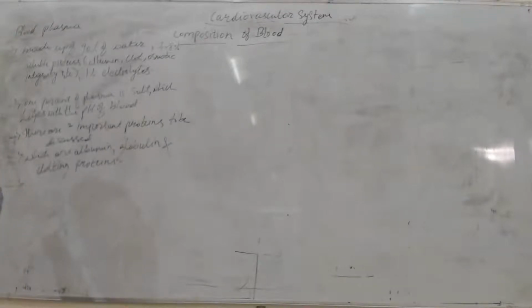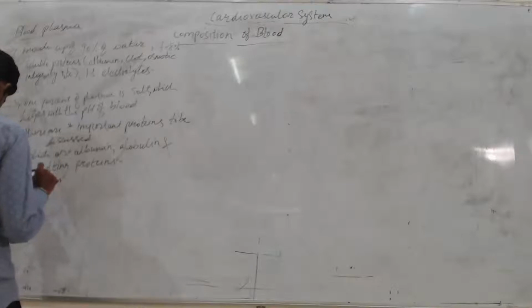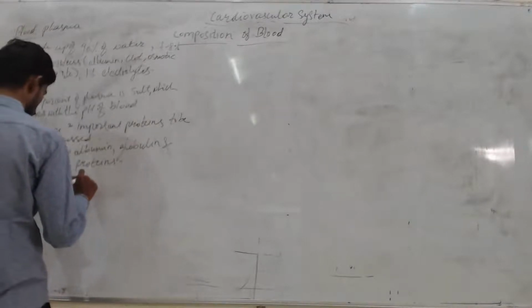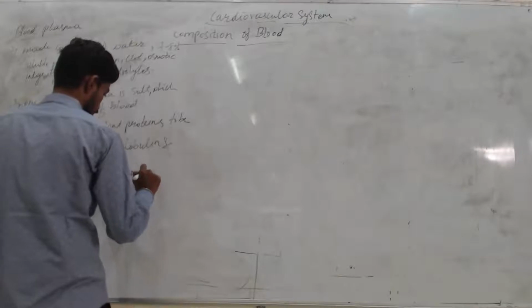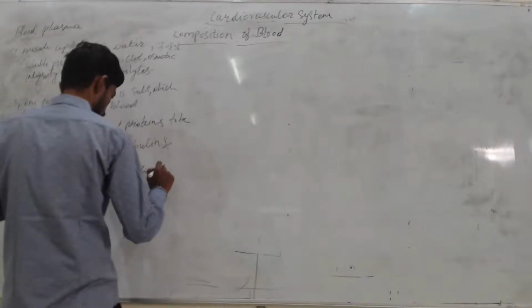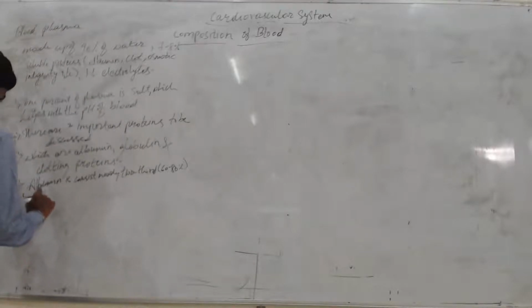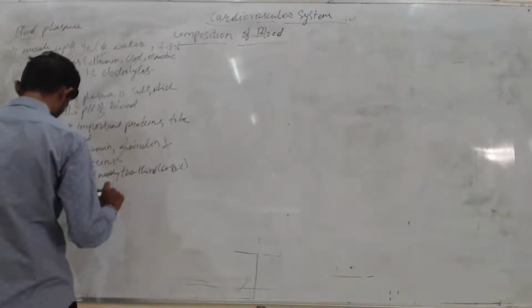Albumin is the most common group of proteins in plasma and consists of nearly two-thirds of them, 60 to 80%. They are produced in the liver.